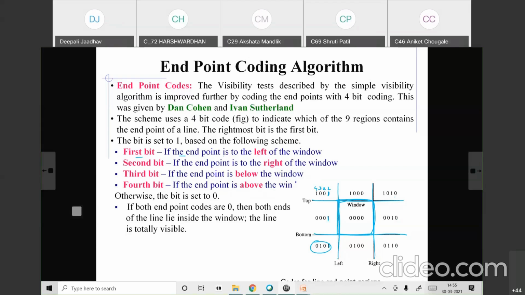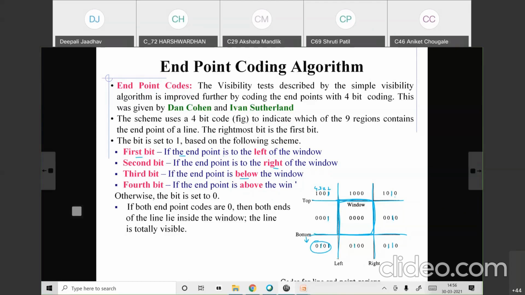Similarly, second bit is for right of the window. So you can observe here, all these second bits are 1. Why? Because the end point lies in these 3 regions, so it is on the right of the window. Third bit is for below. So here you can observe this one. Third bit, below, it is below the bottom. Third bit indicates the end point of the line is below the window.